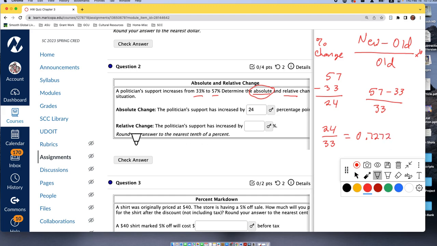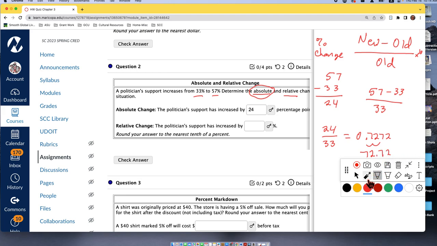And that's where they tell us to round your answer to the nearest tenth of a percent. Now be careful. A lot of people will round it to the nearest tenth here and call that 0.7, but this is not a percent yet, right? How do we make this into a percent? Move it over 2 places. So that's going to be 72.72, on and on.